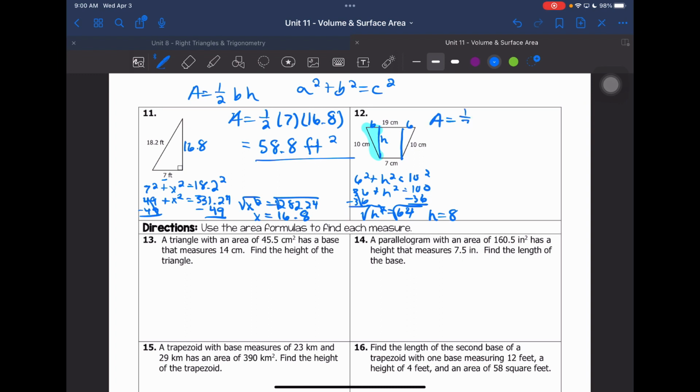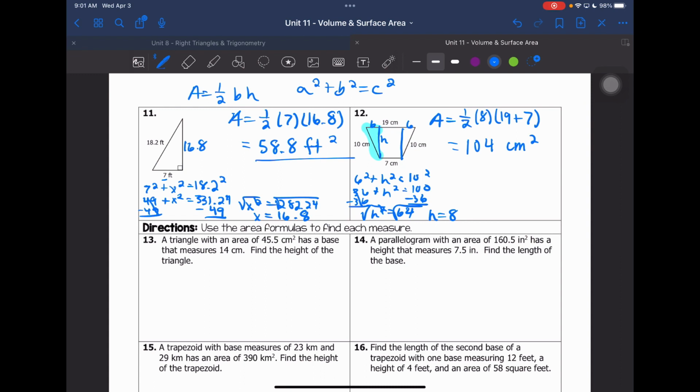So now we can use the formula for area of a trapezoid. The height is 8, and then base 1 plus base 2, so 19 plus 7. And then just go ahead and type that into the calculator, and that'll give you your area. It's going to be 104 centimeters squared.